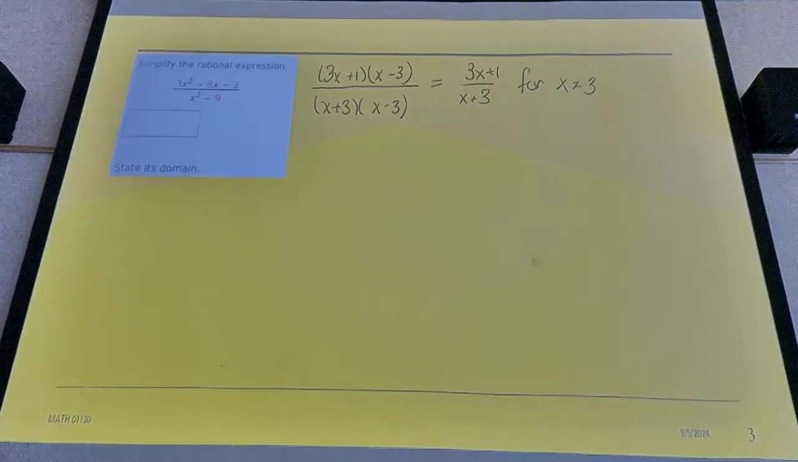What's the domain? Real numbers except 3 and negative 3. It'd be written that way. Or you can write it in interval notation.